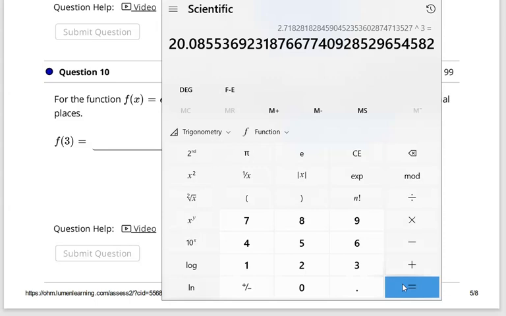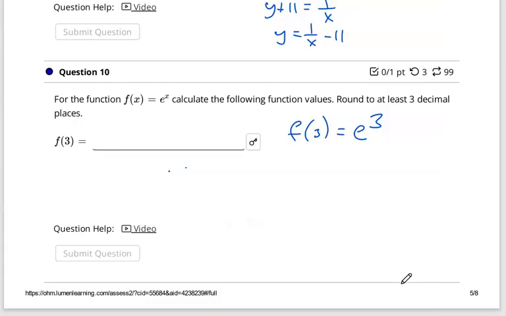not 20. Because 3 to the third is 27, so I know it's going to be below 27, kind of just an estimate. So 20.0855. Well, they say at least 3, so it doesn't mean you have to go to at least 3. 20.0855. If you did only 3, you would round it up to 20.086.